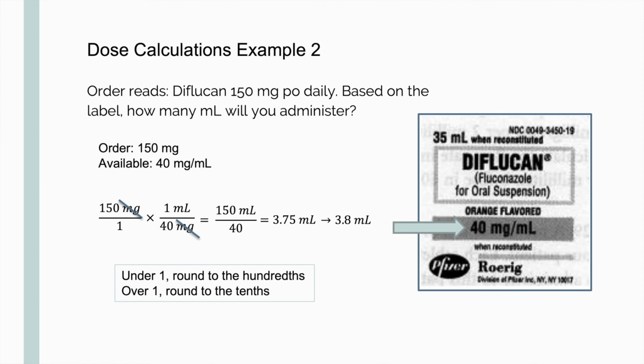And that is how you do dosage calculations with dimensional analysis.